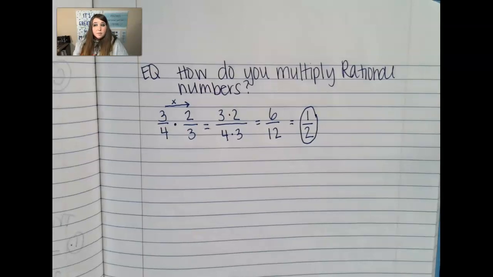But how does this apply to multiplying rational numbers? Well, we know that rational numbers are just fractions or decimals that have either a positive or a negative sign. So we're going to use the exact same rules that we've been using, and now we're just applying them to rational numbers. So let's check out an example.